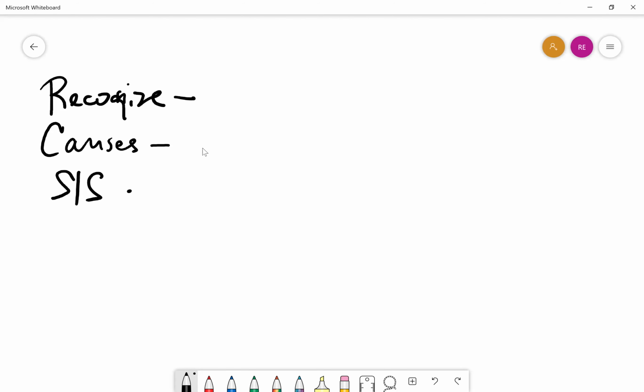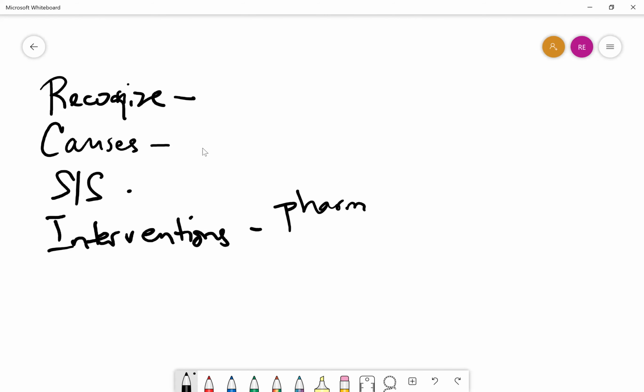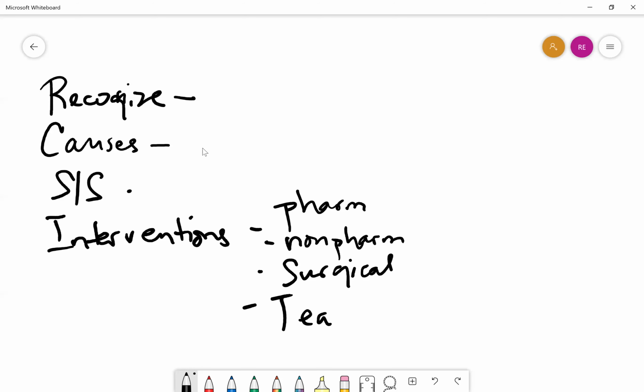Signs and symptoms. Next are interventions. Interventions will be pharmacologic as well as non-pharmacologic. Some dysrhythmias will require surgical intervention. And then finally, part of your intervention is also teaching. And because you know the causes, that will also include prevention.